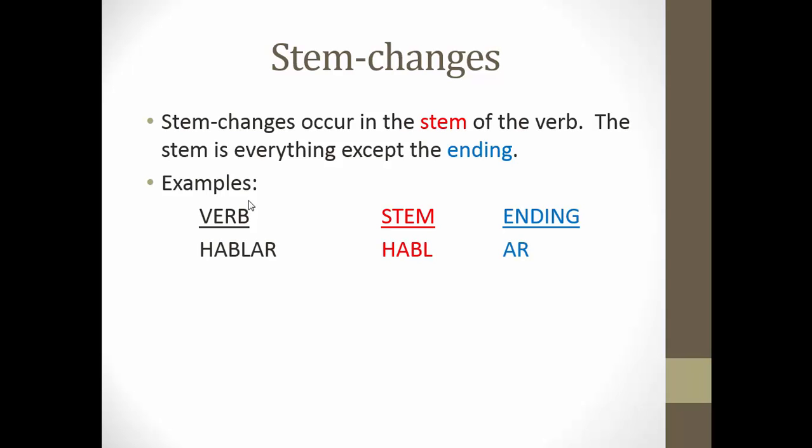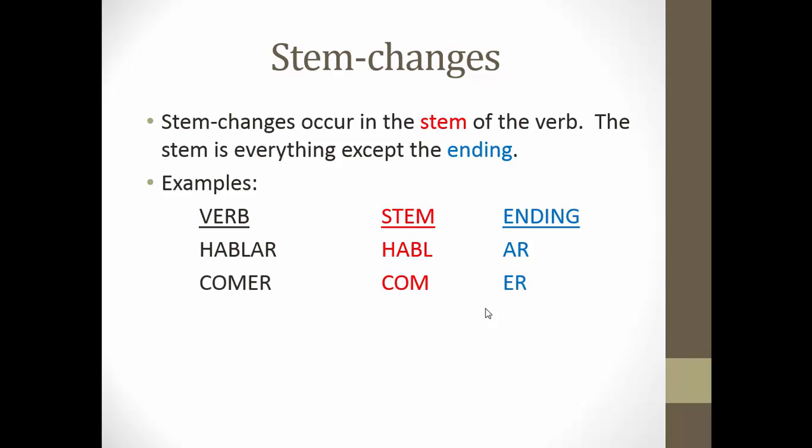So we have two parts. The verb hablar we know is to talk or to speak. The ending we know is AR because we've already identified that there are three types of verbs. One of them is AR. Everything that is left once you take the ending off is called the stem. So HABL is the stem of the verb hablar.